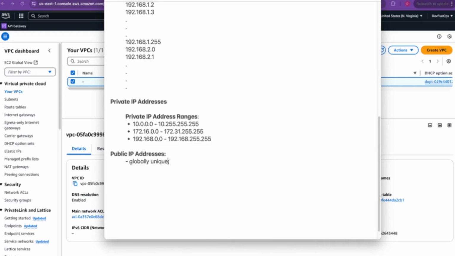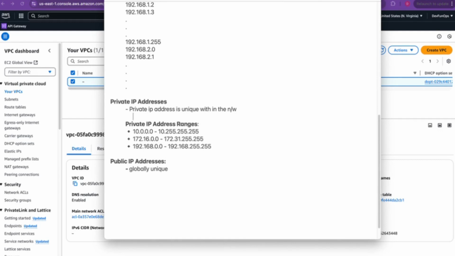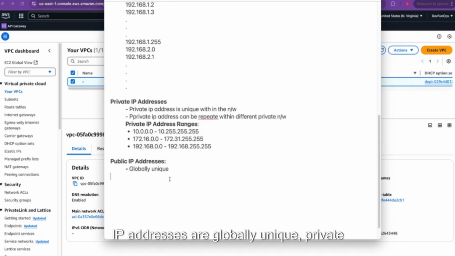But a private IP address is unique within the network. Within your private network, private IP addresses are unique. What does that mean? That means private IP addresses can be repeated within different private networks. As public IP addresses are globally unique, private IP addresses are unique only within their own private network, and can be repeated in different private networks.